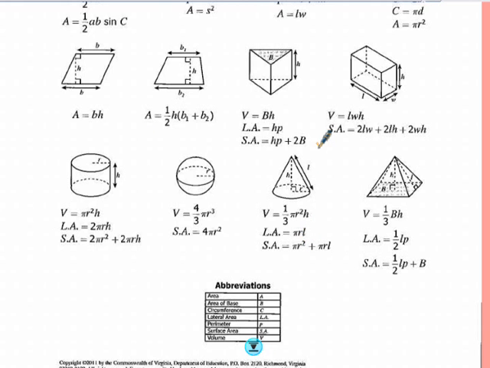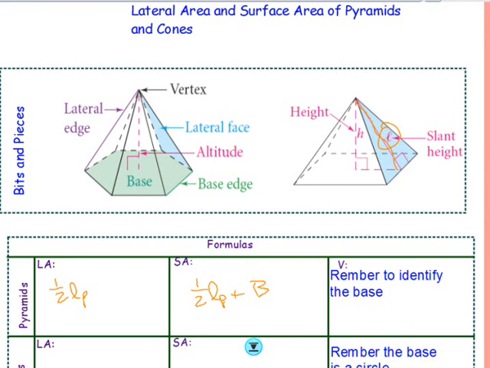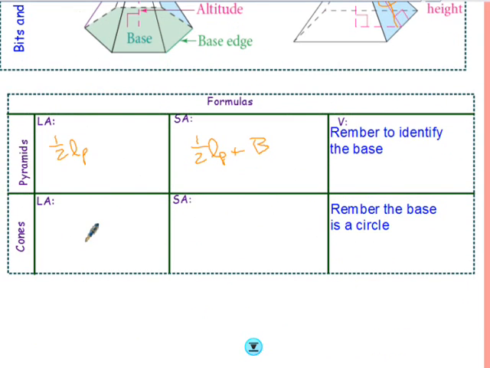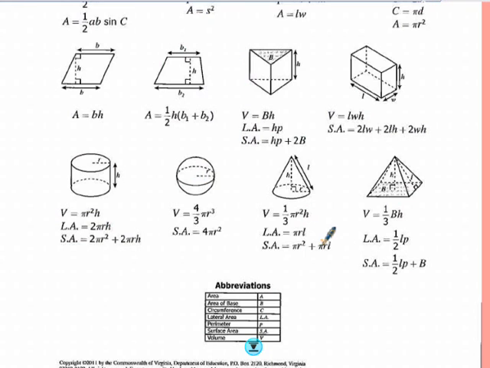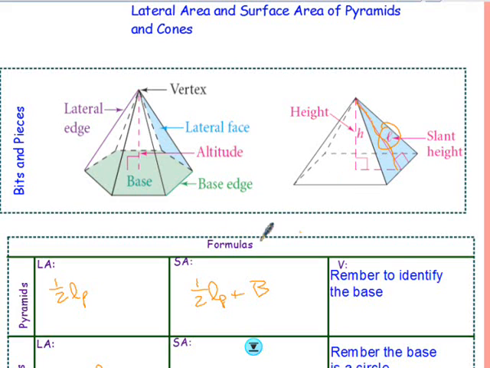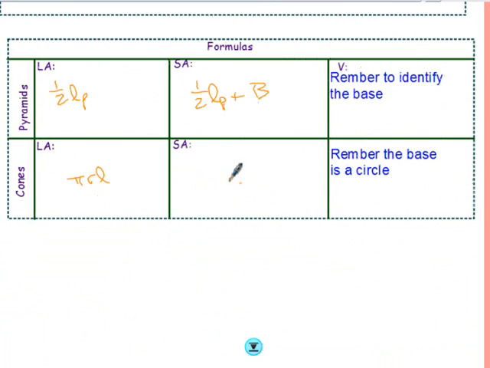Okay, so pi RL, and then, so let's put that in down here. So the cone, it's pi RL, and then the surface area formula obviously is going to be the pi RL, which is the lateral area, plus the area of the base, which is a circle. So that one will be pi r squared plus pi r l.